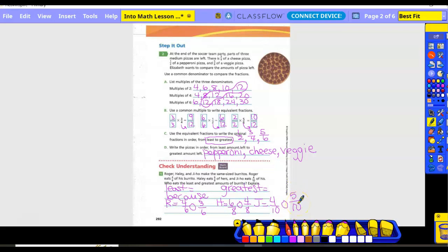Okay, so 4/6 is what? Greater than 3/6. 6/8 is greater than 4/8. And 4/10 is less than 5/10. Okay, so we have one that is less than half. So whose was less than half? Jaiho, right? So he's for sure the least.